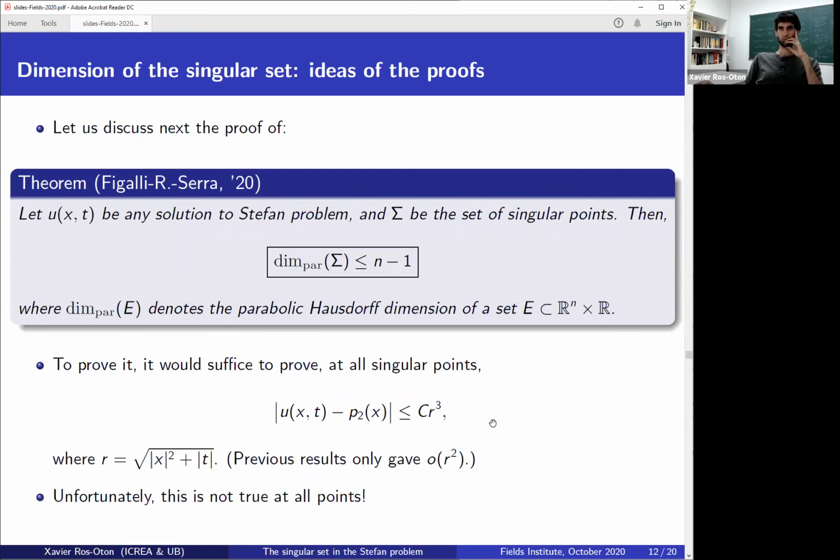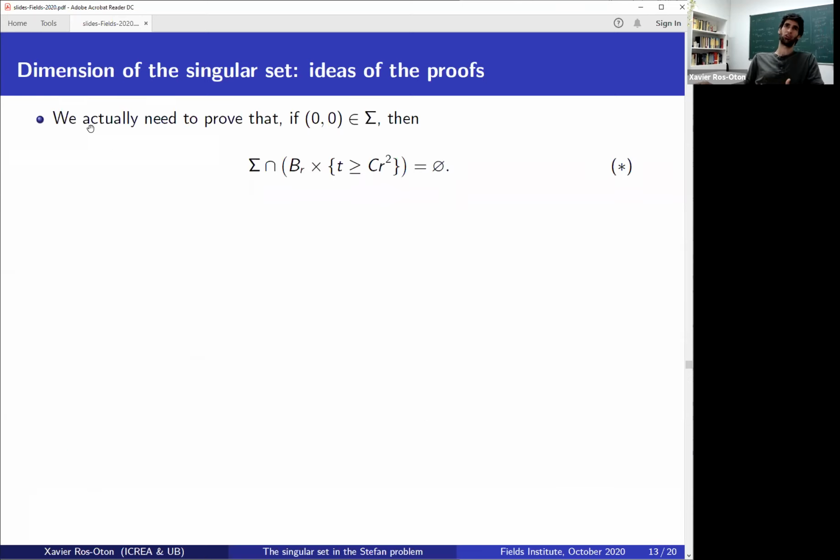Okay, and then unfortunately, this is not true at all singular points, but we will see in a second. So the first message is that this is not true at all singular points, but we still can manage to prove the dimension of the singular set.